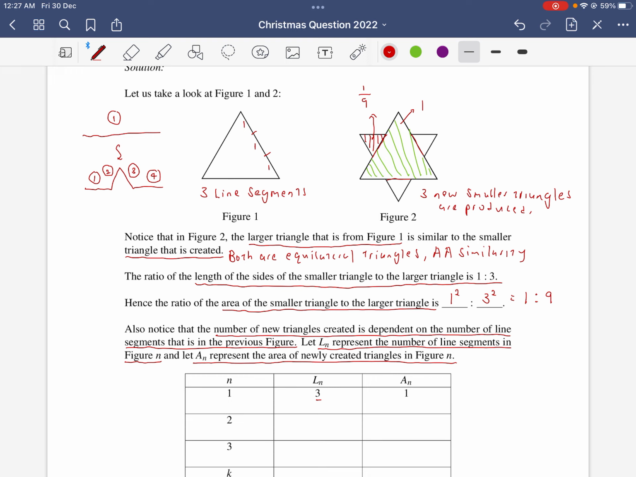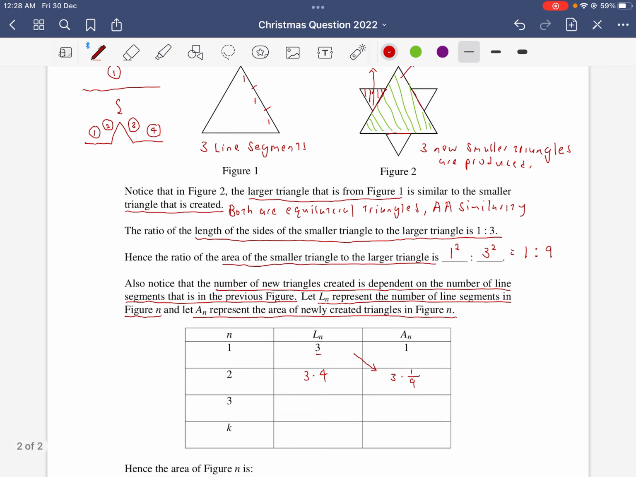Now what about 2? When n is equal to 2, you can see that each line segment is going to create 4 new line segments. So the total number of line segments in this case will just be 3 times 4. I've written 3 times 4 because you can see that there's going to be some sort of a pattern going on over here. And what's the area of the new triangles? Well, there are 3 line segments previously, and each of them is going to be 1/9 of what the original size is. So it's just going to be 3 times 1 over 9. Now we can apply this similar logic to n equal to 3.